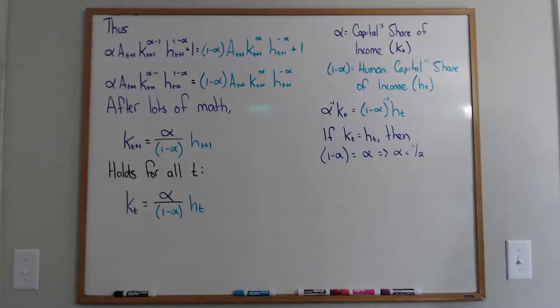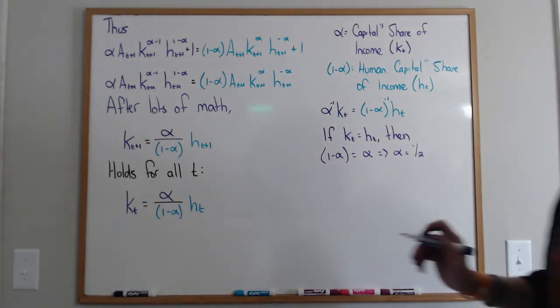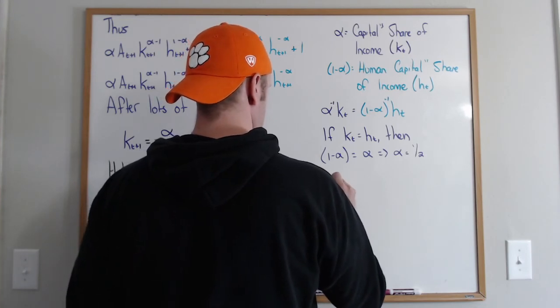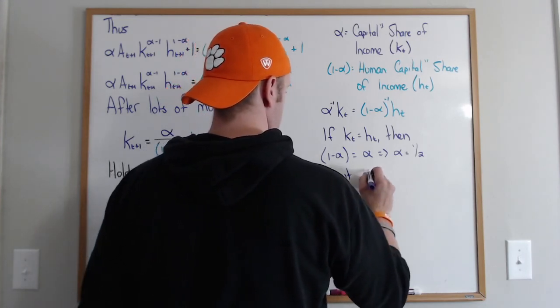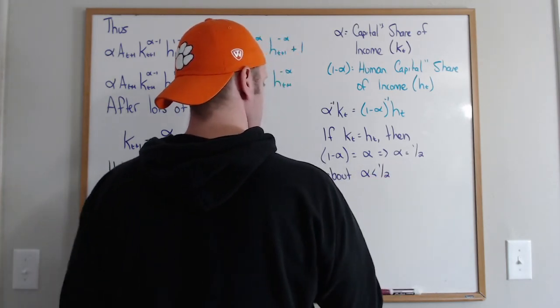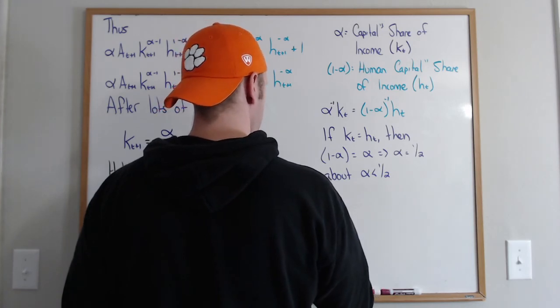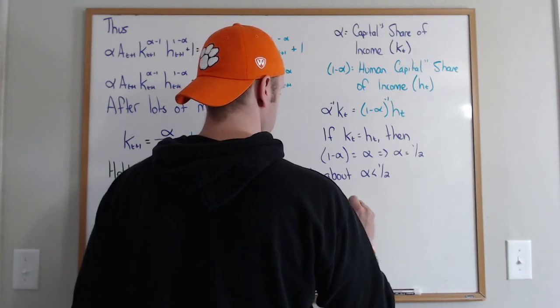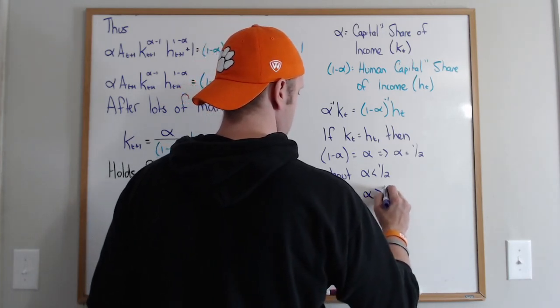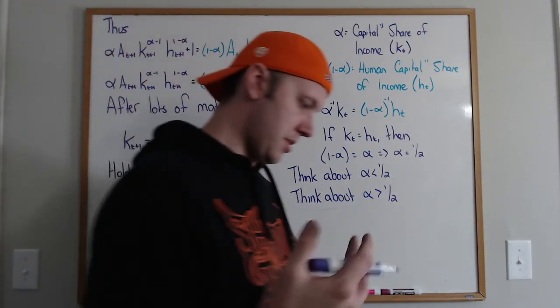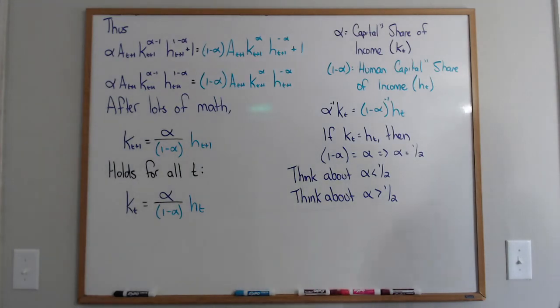Then think about what happens if human capital's share of income is smaller. So what I'll say is, think about what happens when alpha is less than 1/2. Then think about what happens when alpha is larger than 1/2. Think about which one we would be investing more in each case.